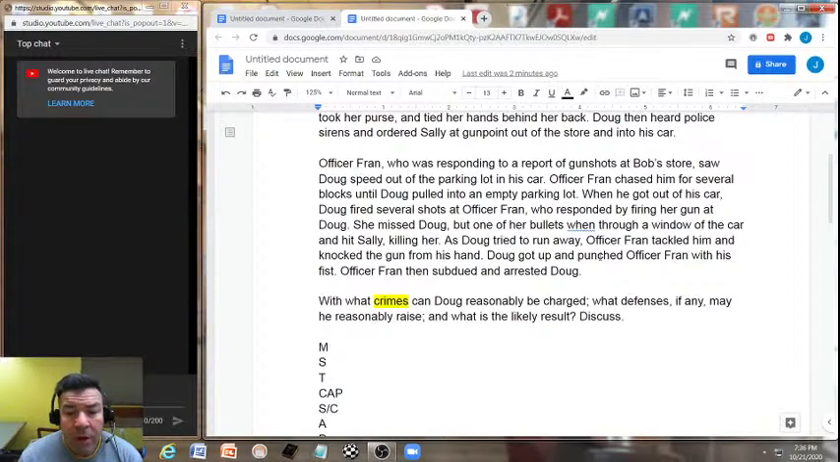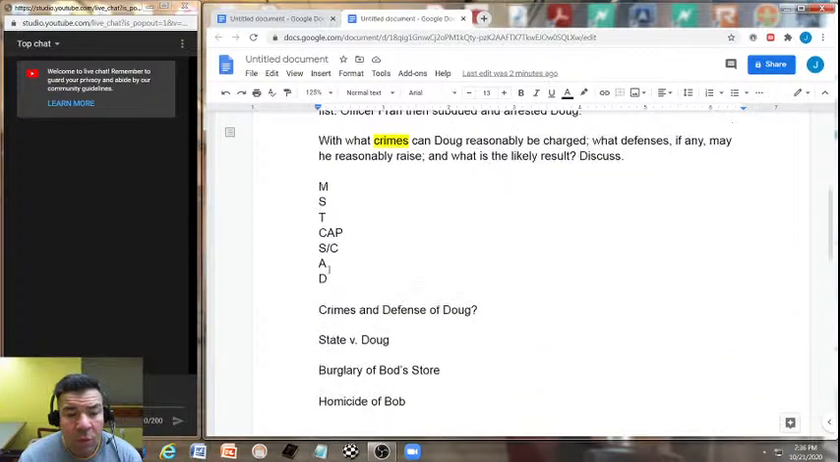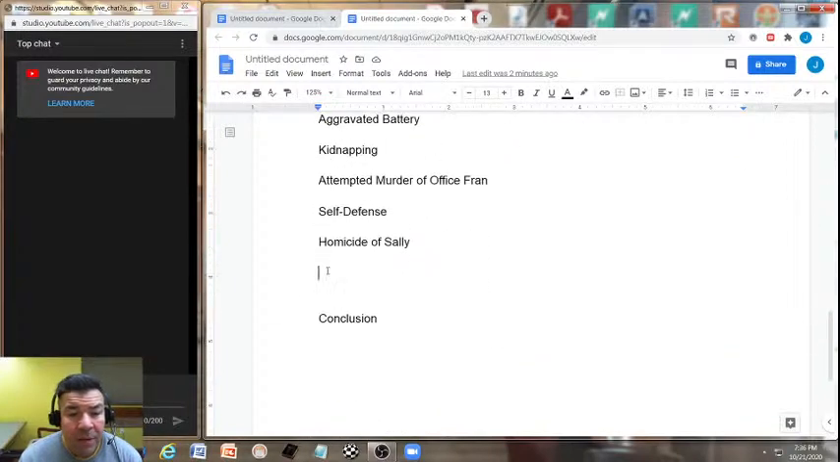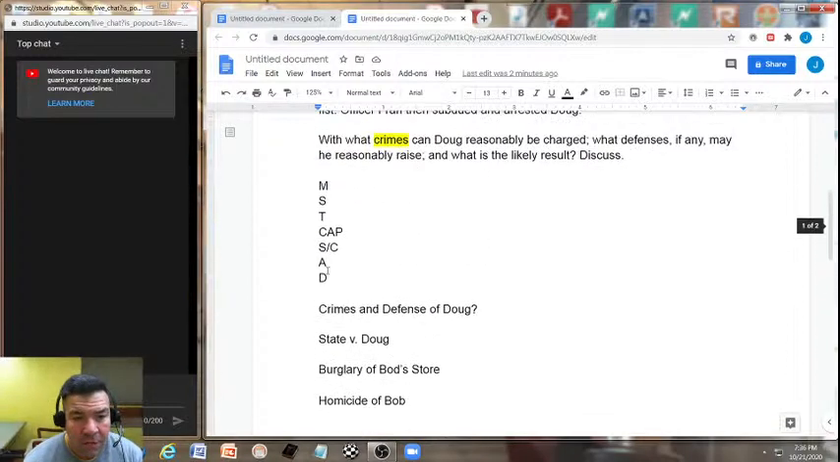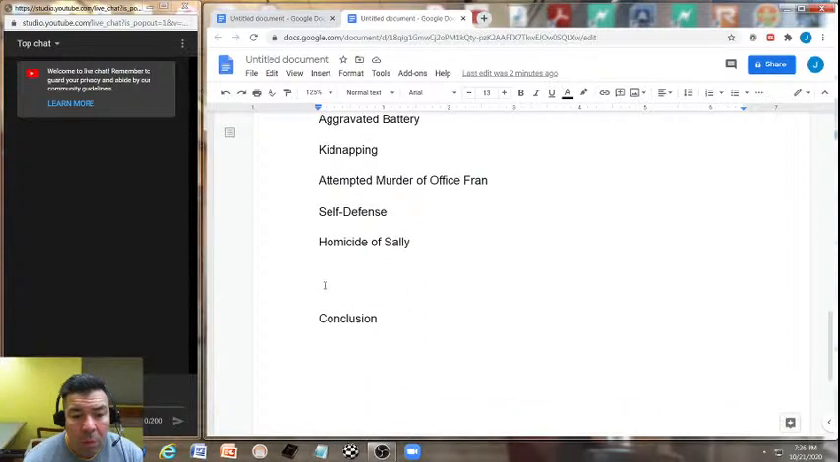Doug got up and punched Officer Fran with his fist. Now, this is where we should be thinking of our crimes against the person in our shopping list. I'll zoom right up to our shopping list, crimes against the person. Keeping our shopping list fresh in our mind is of supreme importance. Now, what crime should this make us think of when Doug got up and punched Officer Fran? Absolutely, battery of Officer Fran.